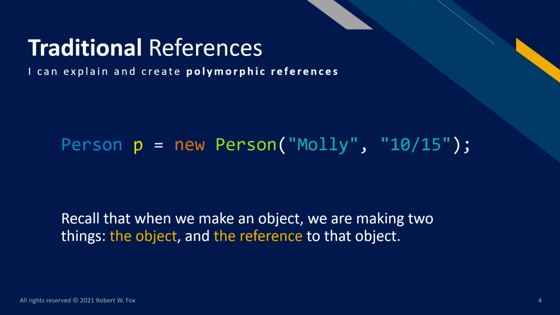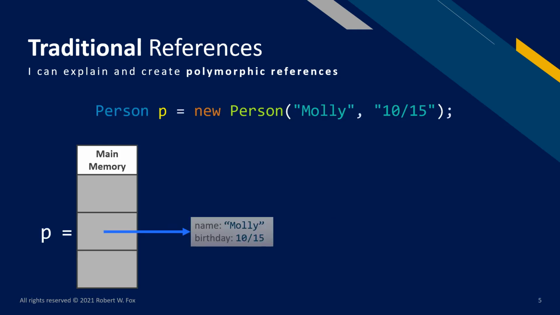Remember, that's the superclass. And remember that when we make an object, we're actually making two things. We're making the object itself, but also a reference to that object. Here's the memory diagram kind of explaining what I mean. When we have the code person P, that's actually creating a reference. Remember that objects are stored in the memory as references. And then when we say new person, that's actually creating the object.